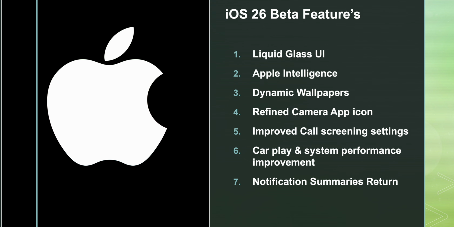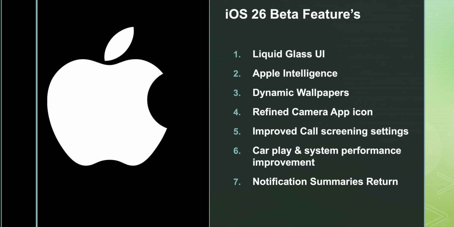So, as you can see here, these are the major beta features which are available now for testing. If you actually want to explore or test something on iOS 26 beta, it's available. You can join the beta program and check all these features. The first one you can see is the liquid glass UI, right? The user interface. So what is this liquid glass UI?